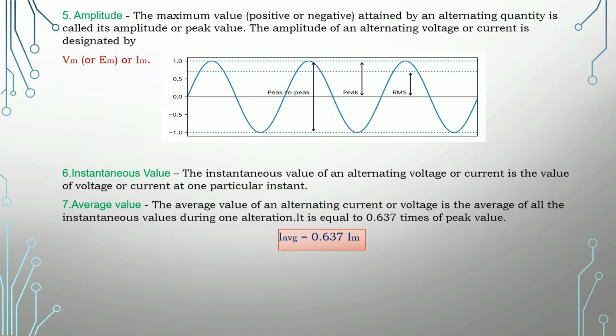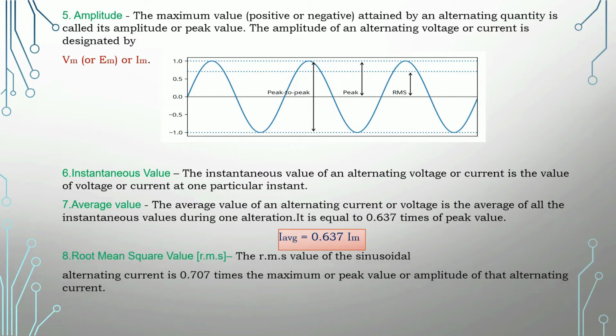As we all know, the average of any wave is nothing but the area under the curve divided by the length of the curve. So consider this waveform from 0 to pi. Its area under the curve is given by Im sin theta. Basically, we know the equations: i is Im sin theta and v is Vm sin theta.